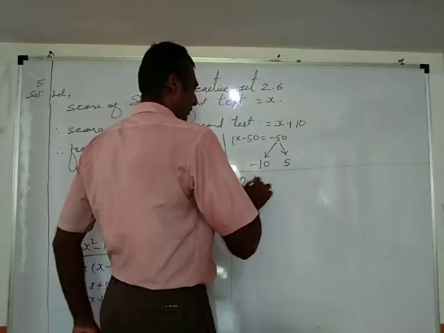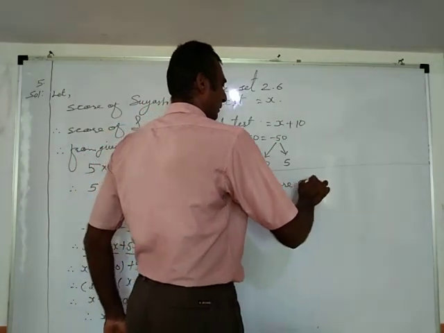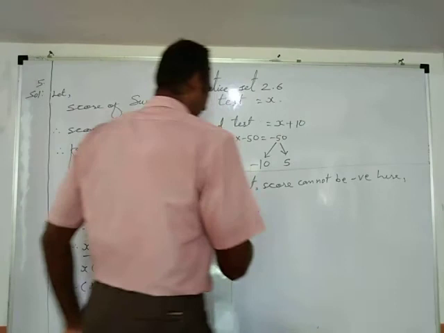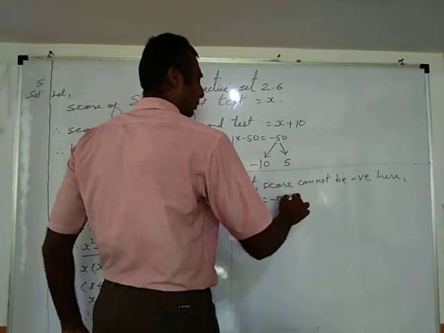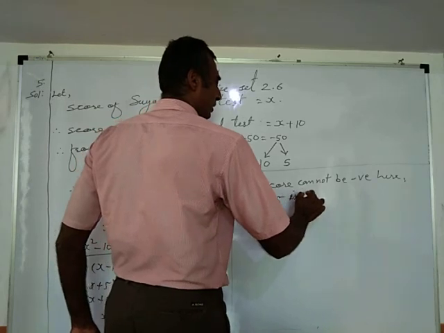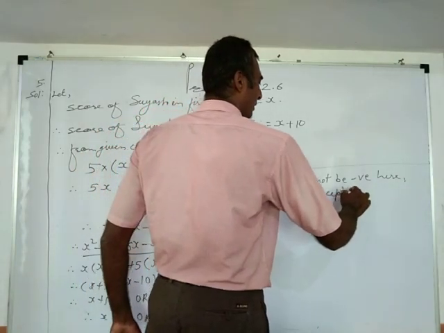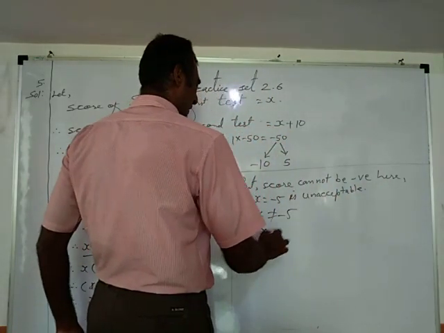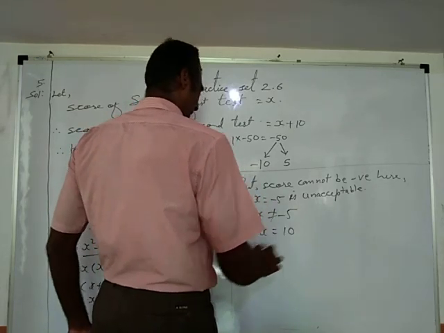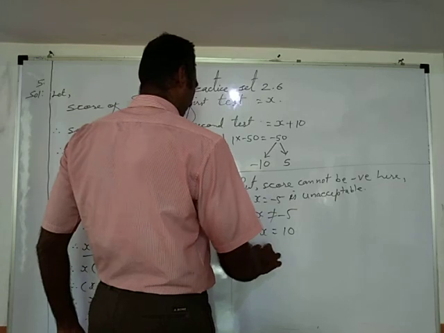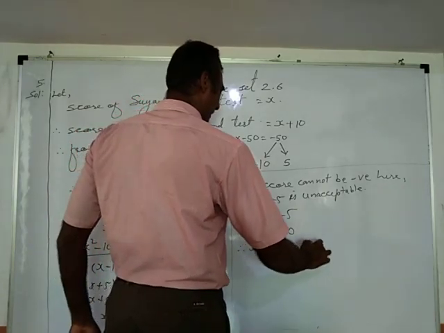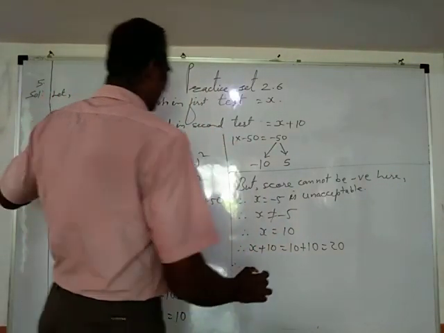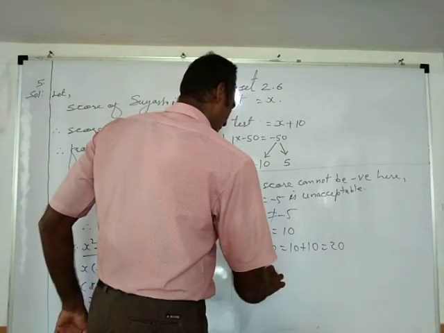But score cannot be negative here. Okay, and therefore x equals minus 5 is unacceptable, and therefore x must not equal minus 5, and therefore x equals 10, and therefore x plus 10 equals 10 plus 10 equal to 20.